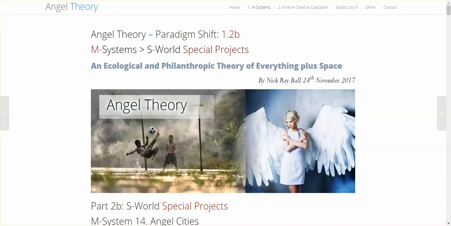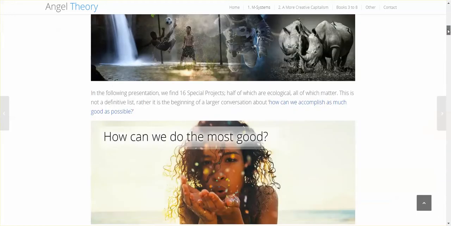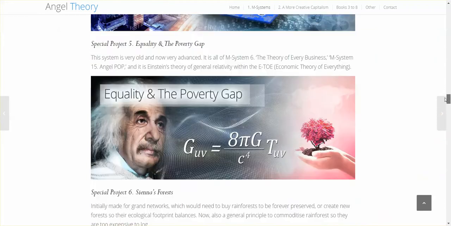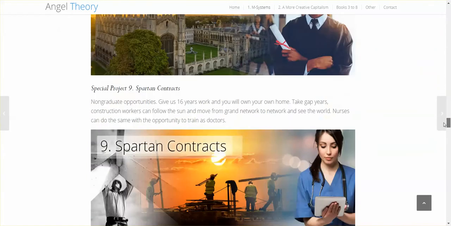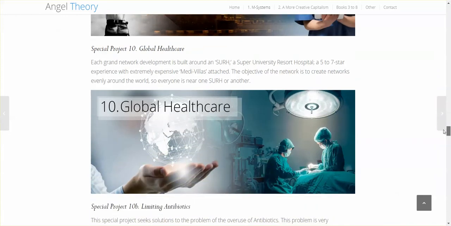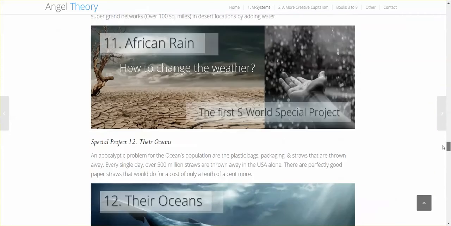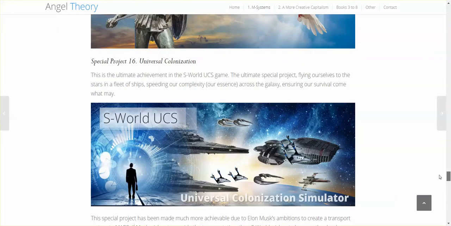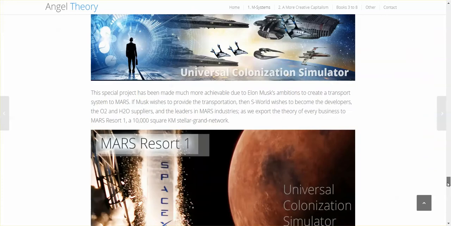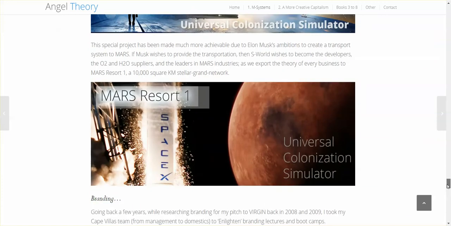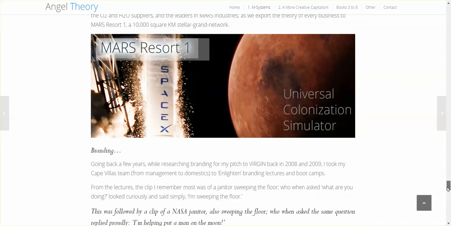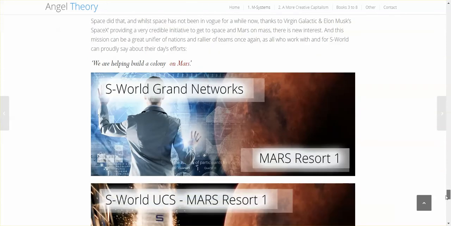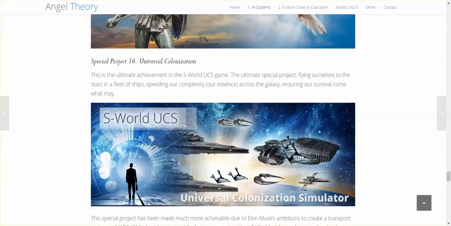Three years later, on the Angel Theory website, this list was recreated on the 24th of November, a very special day in the calendar, and refined into 16 different special projects: global cooling, universal knowledge, Spartan contracts, global healthcare, limiting antibiotics, African rain, their oceans, Middle Earth, the population point, Spartan theory, and universal colonization. And of course, Mars colonization first, care of Elon Musk and others.